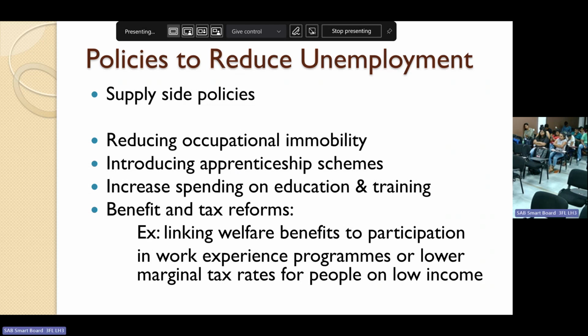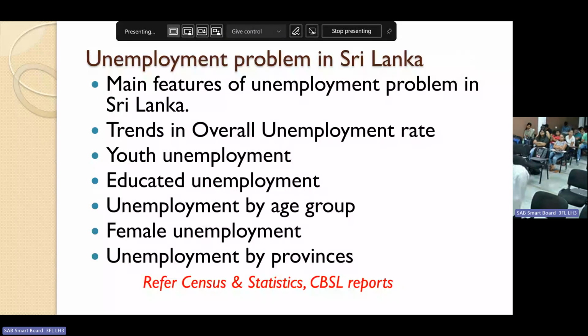You can actually look at that. You can look at some of the things on youth unemployment and educated unemployment in these reports. You can get an idea about that, and gender wise, age wise, and province wise. Look at the unemployment figures, so you can have an idea about the depth of this unemployment factor.